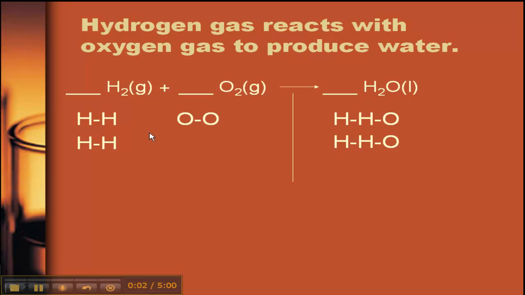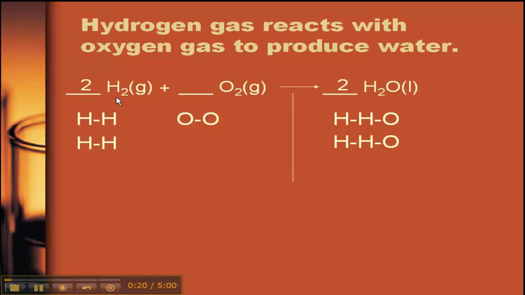So if we count, we have 2 H2s, so we're going to put a 2 on our blank here. We have 1 O2, so we're going to leave that blank, and it's understood to be 1. And we have 2 waters here. And these coefficients balance out our number of atoms.